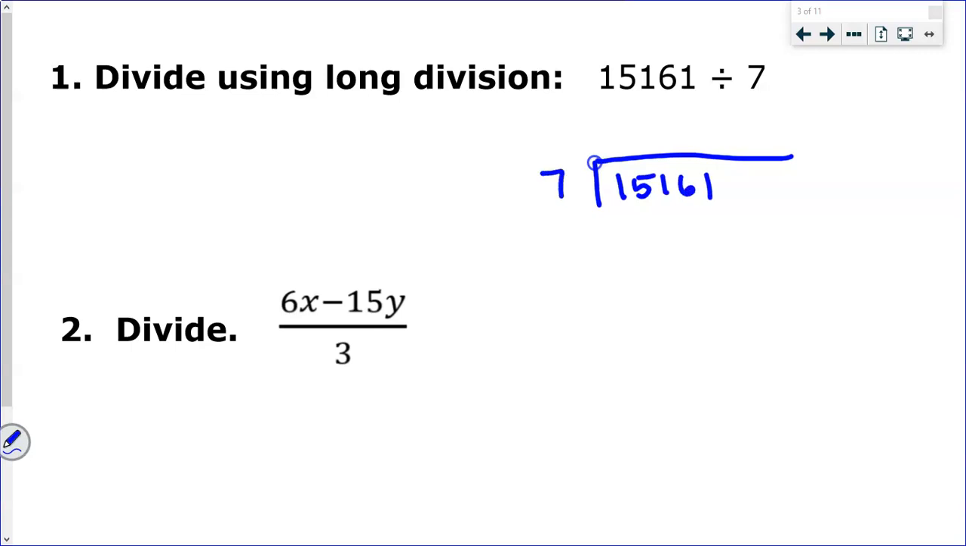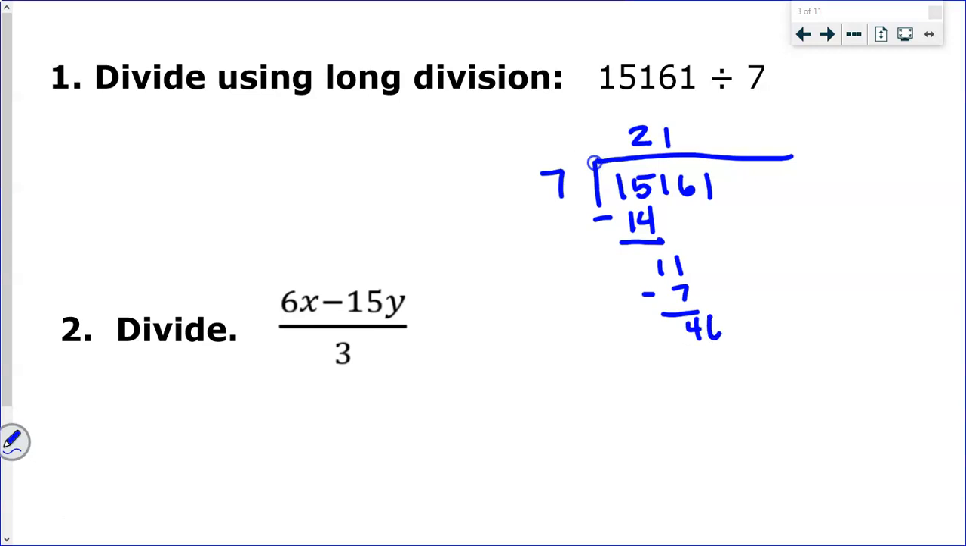Do you remember this? Okay, so we're going to ask how many times does 7 go into 15? Twice, right? Then we're going to put that down here. Remember, we're subtracting that, okay? So we'll have 1 left over. We're going to bring down the 1, so that's 11. How many times does 7 go into 11? 1 time, right? So we have, again, subtraction, so we got 4 left over.